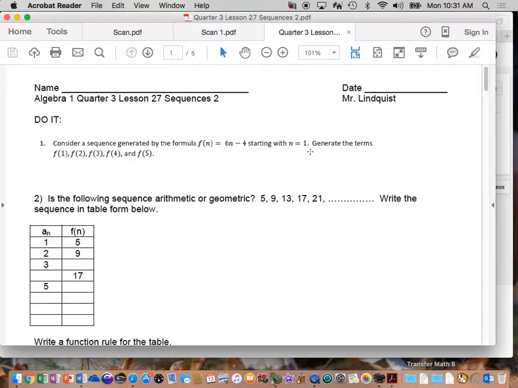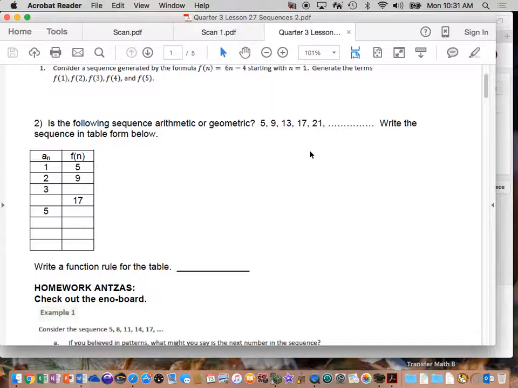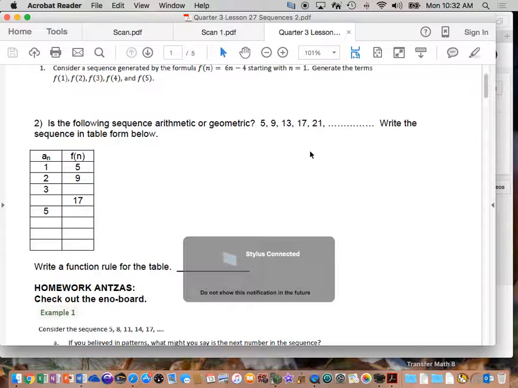So, time to look at the do it. All right, so, consider the sequence generated by the formula f of n is 6n minus 4, meaning the fourth term is 6 times whatever term number you're looking for, minus 4, starting with n equal to 1. So let's generate that sequence. If I plug in a 1, what do I get? 2. You get a 2, very good.